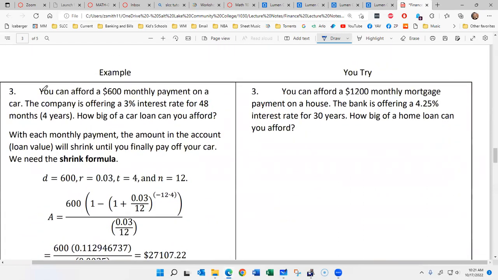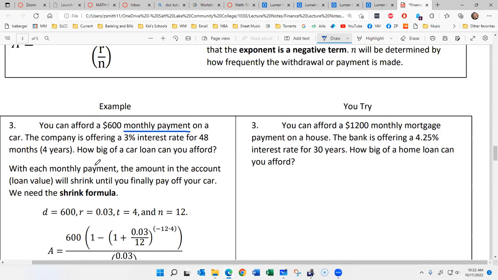So as an example, you can afford a $600 monthly payment. The fact that it says monthly payment tells us this is not a lump sum because this is done every month. The company is offering a 3% interest rate for 48 months, in parentheses, 4 years. So that's nice because we know time is always in years. They gave us 48 months, but then did a step for us to get it to years. That's nice. How big of a car loan can you afford?